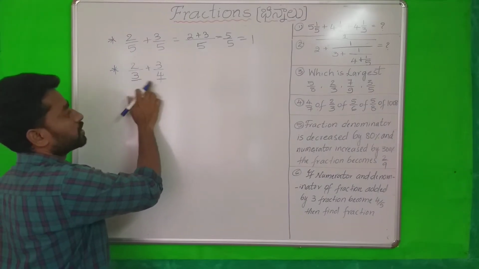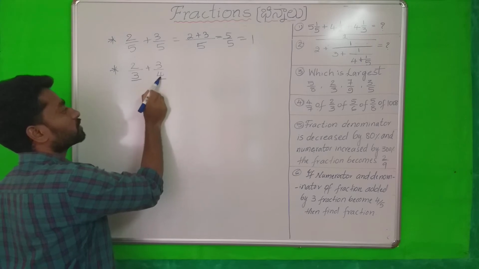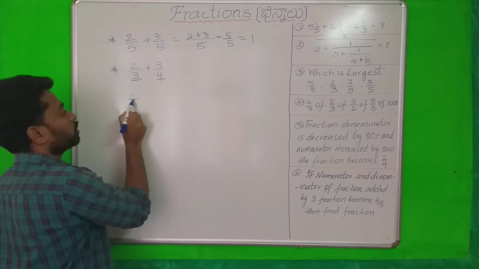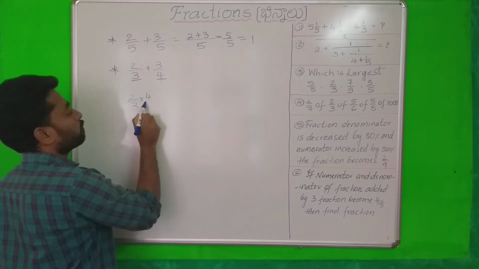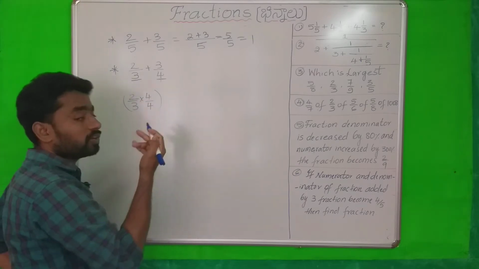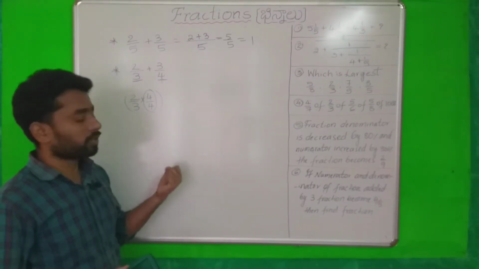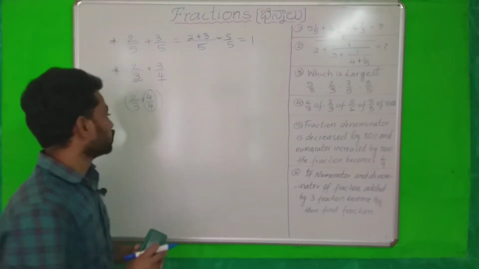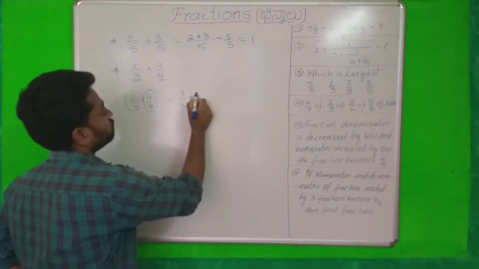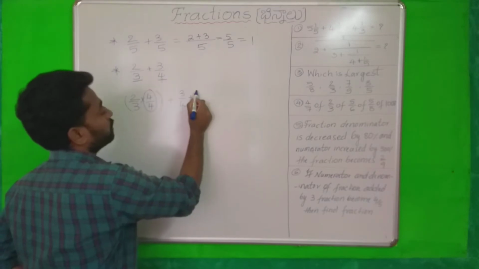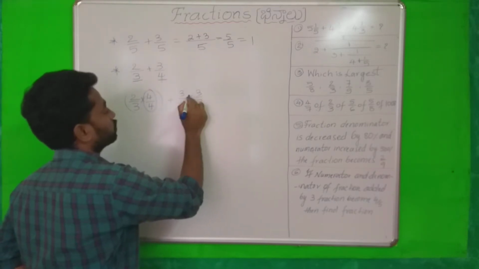One is the LCM of 3 and 4; otherwise, without LCM, first we can multiply by this 4: 2 by 3 into 4 by 4. Directly we have to multiply. Why 4 by 4? 4 by 4 means 1. 1 is called the multiplicative identity. We can multiply with it and there is no change. Same like that, 3 by 4 plus, here this denominator, multiply with this 3 by 3, into.